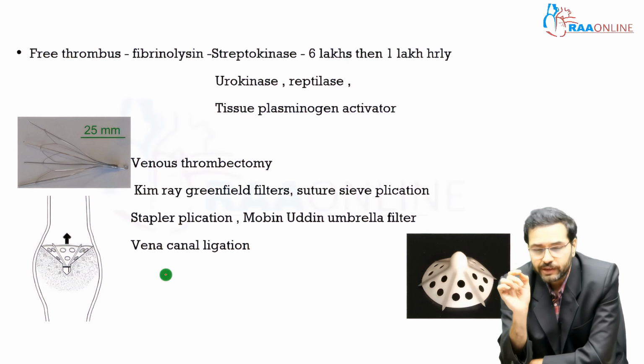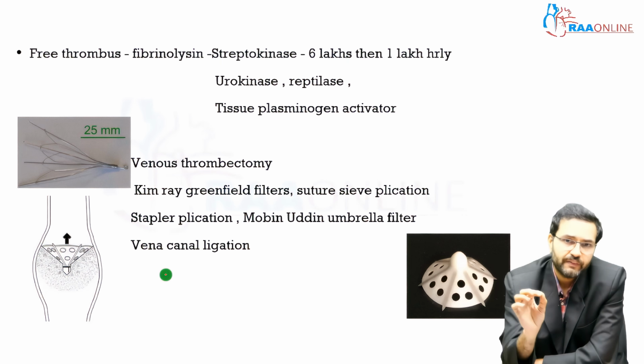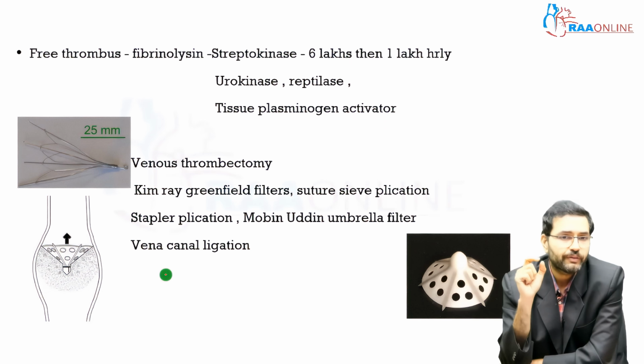So, that is how we achieve an IV access, and then this fibrinolysin is directly administered into the affected vein. Another option available for a free thrombus is a venous thrombectomy. And when you have a free thrombus, you should always remember there is a very high chance of embolization.